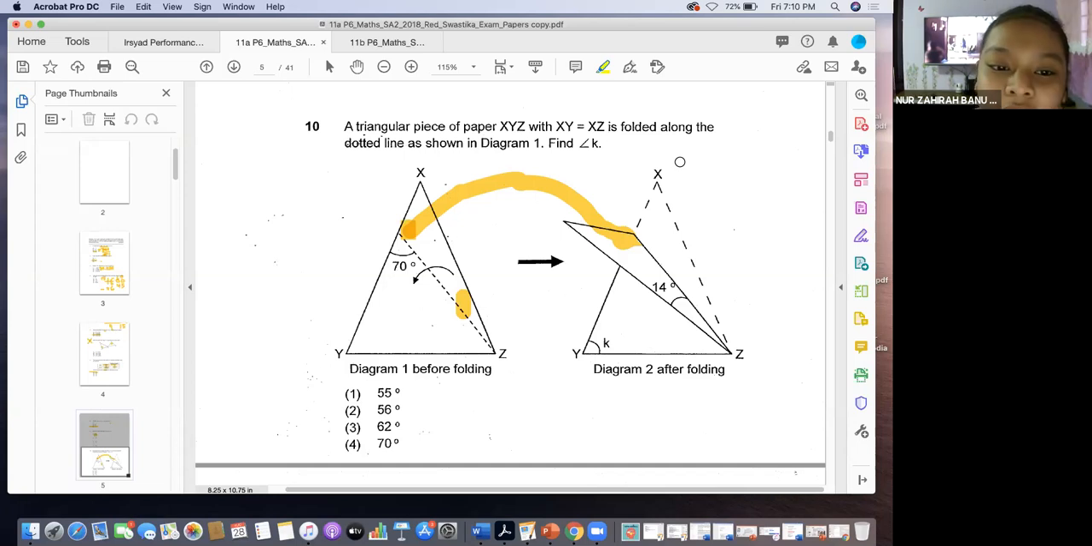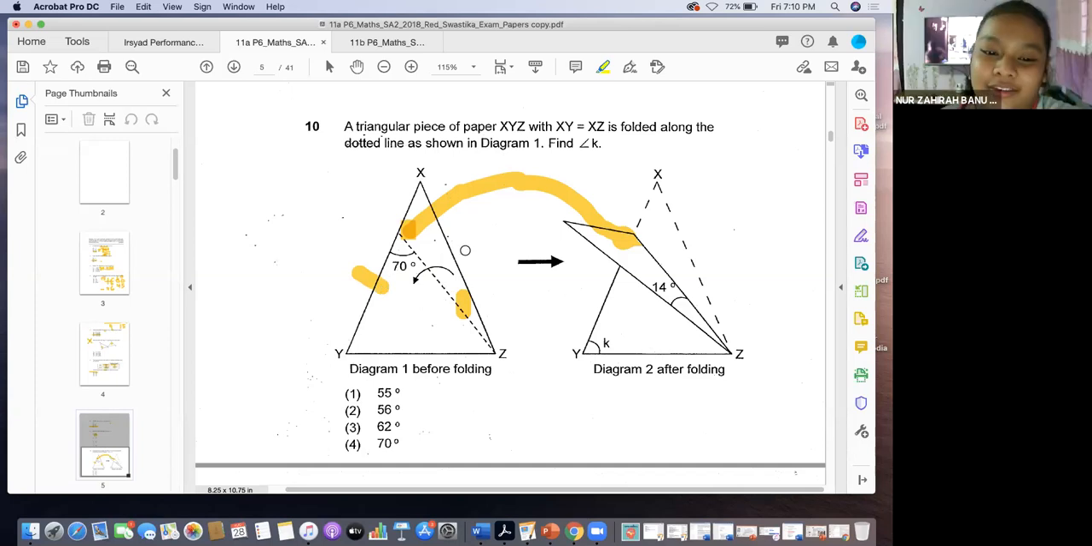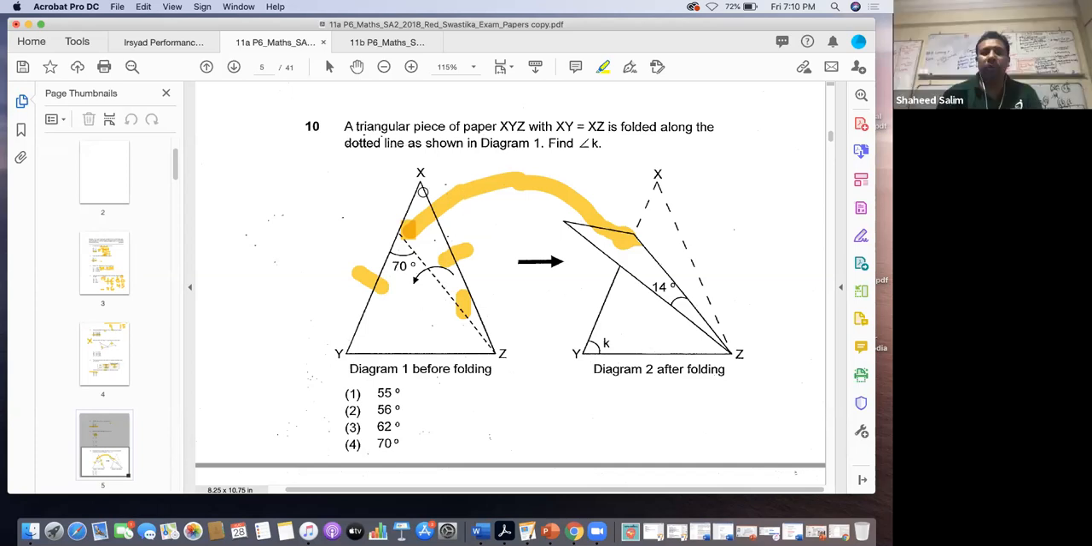Teacher, yes. XY and XZ equal to each other. That means this is isosceles. In fact, you only need to find this one. You can find it.